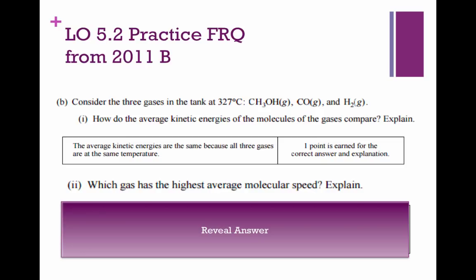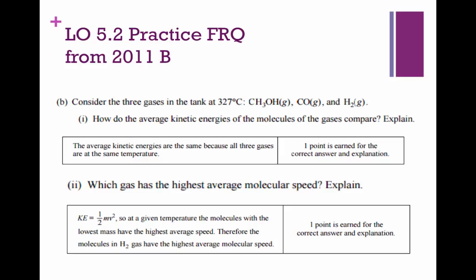But then part 2 says which gas has the highest average speed. Now we're actually looking at how fast they're moving, and since they all have the same kinetic energy, when we're looking at speed, we have to look at mass. When you think about speed, you want to think about which one is the smallest. That's the one that's going to move the fastest.